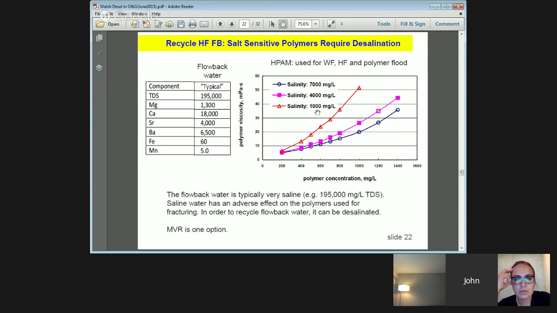A lot of times the salinity in the flowback water is in the range of 100 to 200,000 milligrams per liter. So you see that would have a dramatic effect on polymer viscosity. One way to overcome this high salinity of the flowback water and to use it again for reuse is to use mechanical vapor recompression as a desalination option.